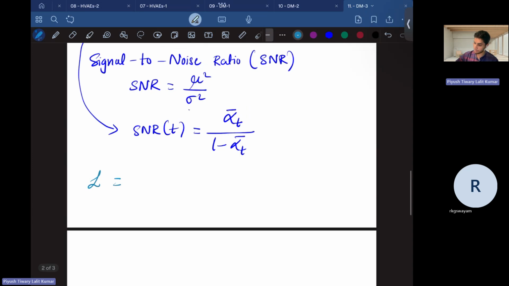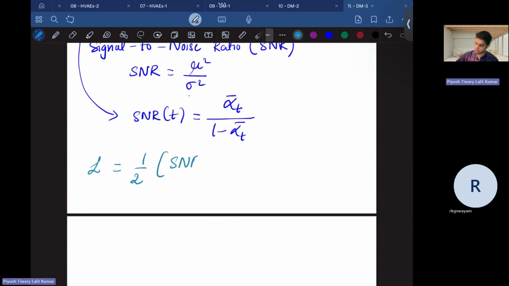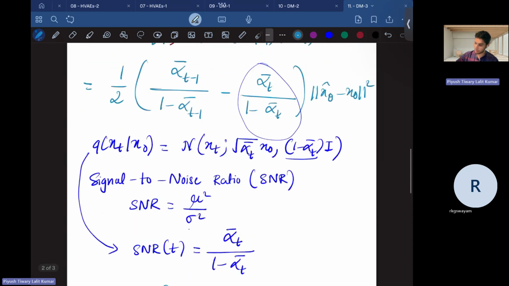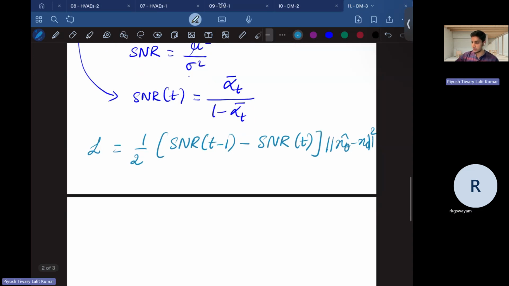This is half times 1 by 2 times SNR at time t minus 1 minus SNR at time t, into the norm of x theta hat minus x naught, norm whole square. Is it fine? Yes. Okay. Now let us think about it.